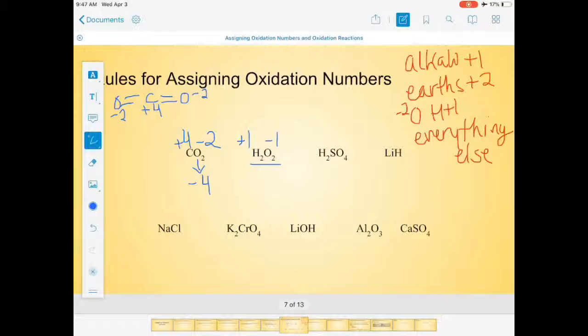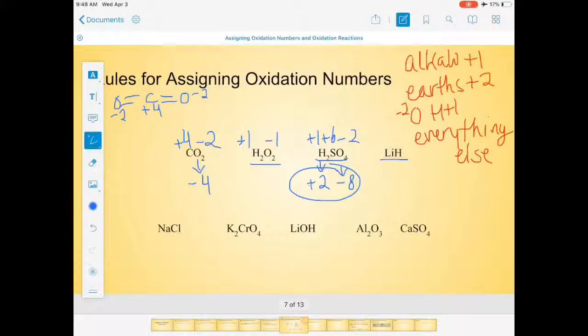Let's look at H2SO4, sulfuric acid. According to the order of precedence, we assign our hydrogen and our oxygen first. So +1 and -2. Now we can calculate the totals: 2 times +1 is +2, and -2 times 4 is -8. If we've got a +2 and a -8, sulfur has to be a number that will get us to 0, which means it will be a +6. Again, that might be a little confusing, but the totals are what we worry about in getting that last number figured out. But the numbers up top have to remain the same for the individual atoms.